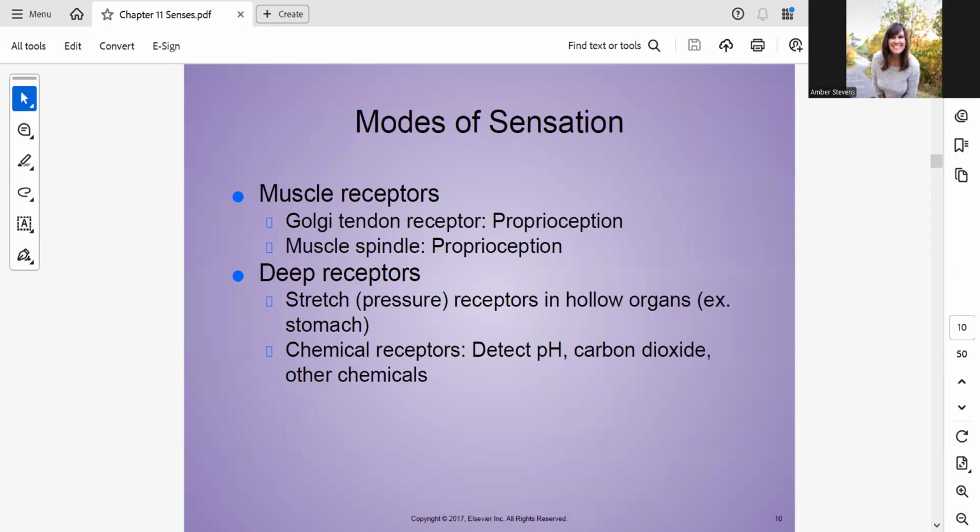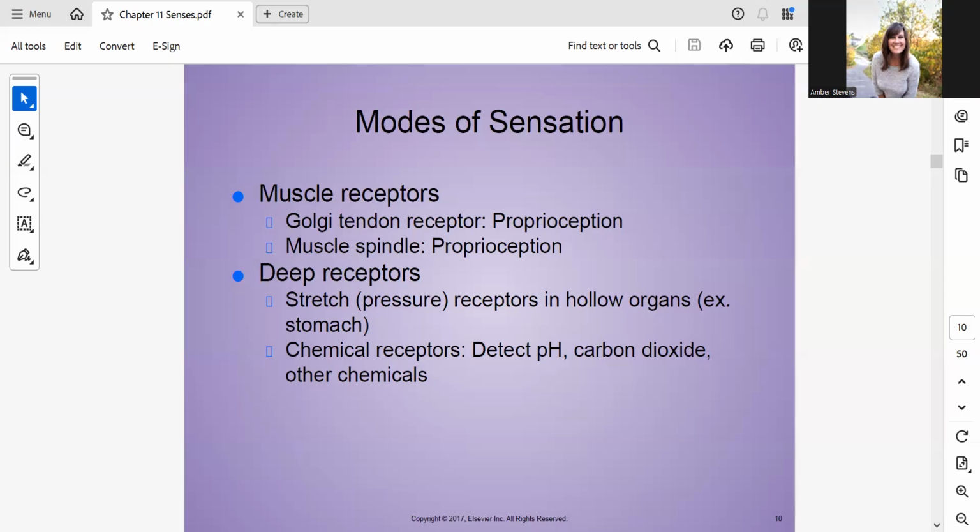Then when we look at the deep receptors, we look at stretch or pressure receptors, which are in hollow organs like the stomach. For example, the stomach stretch receptors are located in the walls of the stomach to detect stretching as the stomach fills with food. After eating a meal, those stretch receptors send signals to your brain indicating that you're full, which helps regulate appetite and prevent overeating.